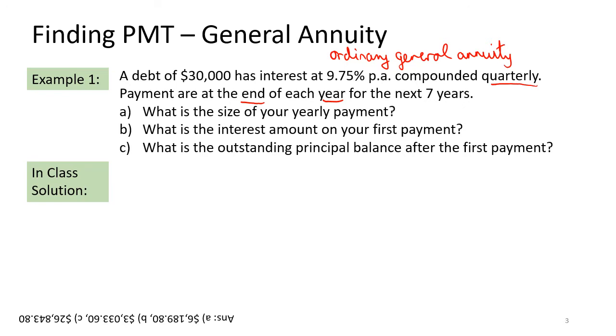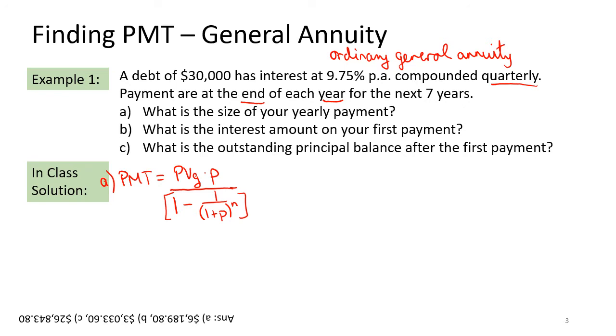So part A is asking for our yearly payment. So we start with our formula. Payment is equal to our present value, and I use the subscript G, remember, for a general annuity, multiplied by the equivalent rate of interest, P, divided by 1 minus 1 divided by 1 plus the equivalent rate of interest, P, to the exponent n. N in this case being the total number of payment periods.